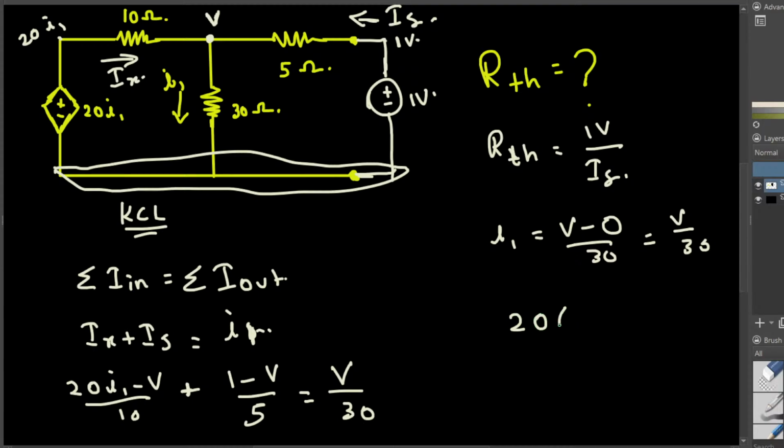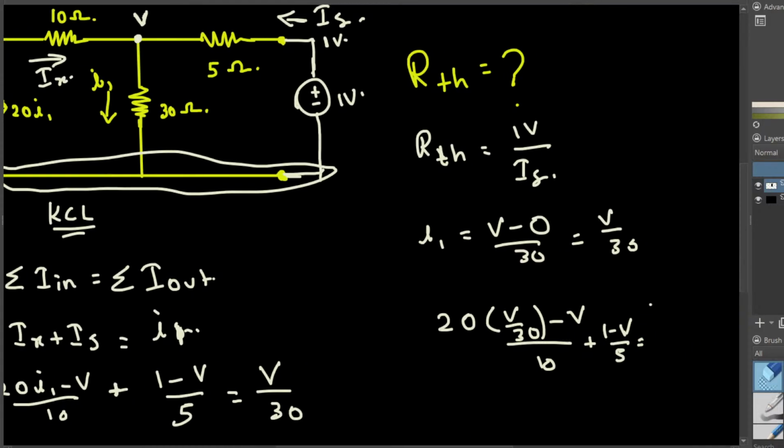So 20 times V over 30 minus V divided by 10 plus 1 minus V over 5 is equal to 30. Now to get rid of all these denominators, this one is V over 30 here. To get rid of all the denominators, we can multiply both sides by 30. So if we do that, this is going to become 3 times, because 10 and 30 cancel, 3 times 20 V over 30.